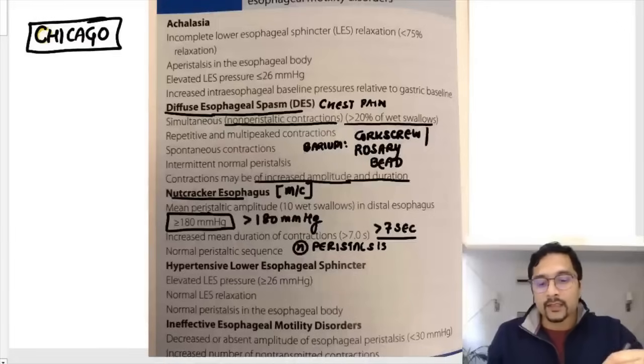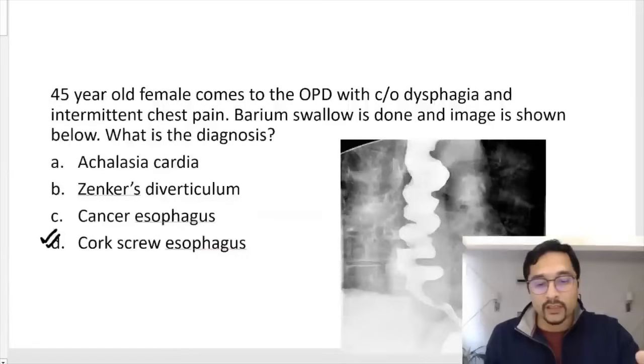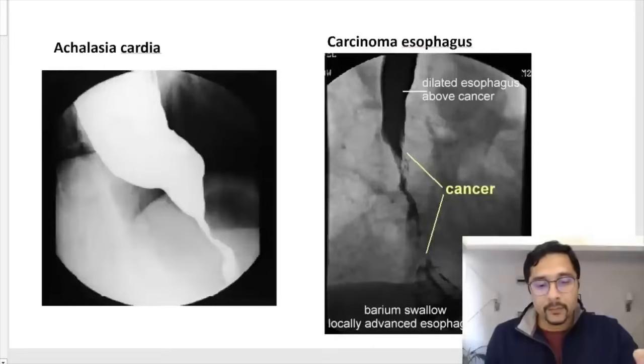Corkscrew esophagus, we will see in diffuse esophageal spasm. The patient is going to come with chest pain, and this chest pain can mimic myocardial infarction. So you should know diffuse esophageal spasm can present as corkscrew esophagus. These bariums are extremely important.